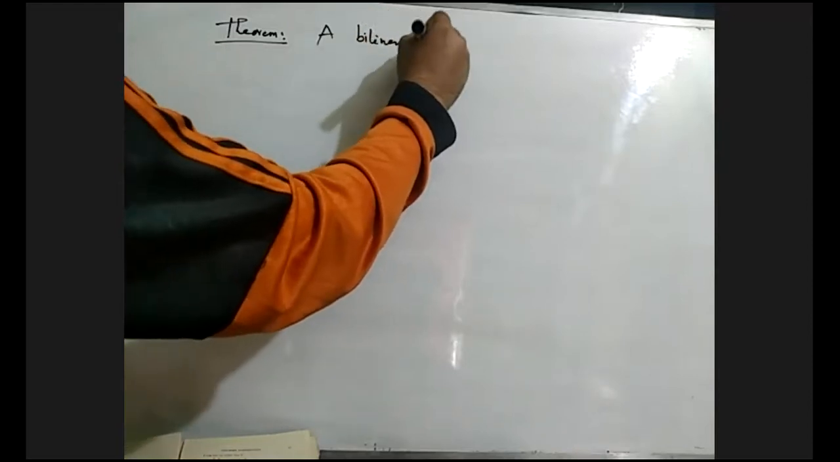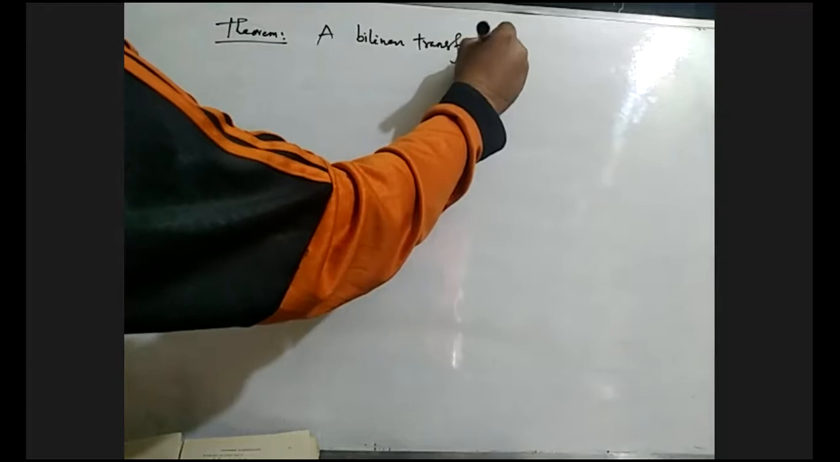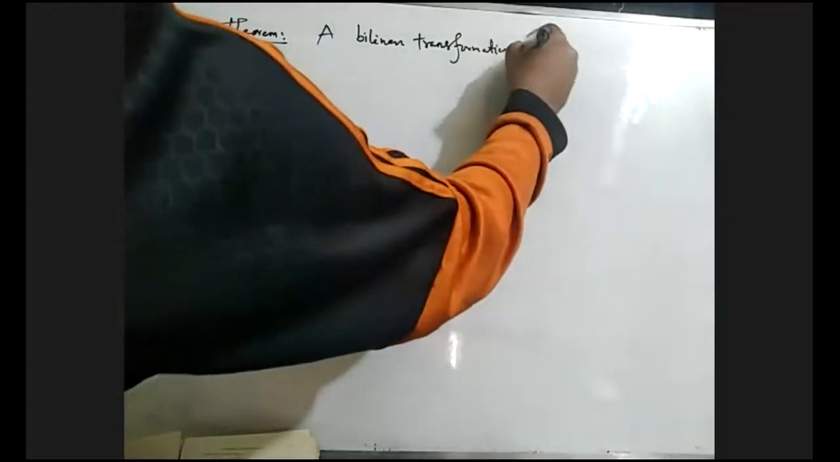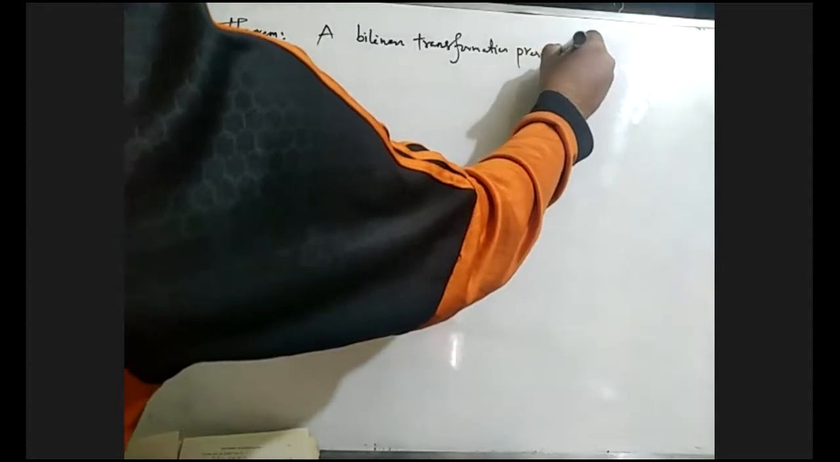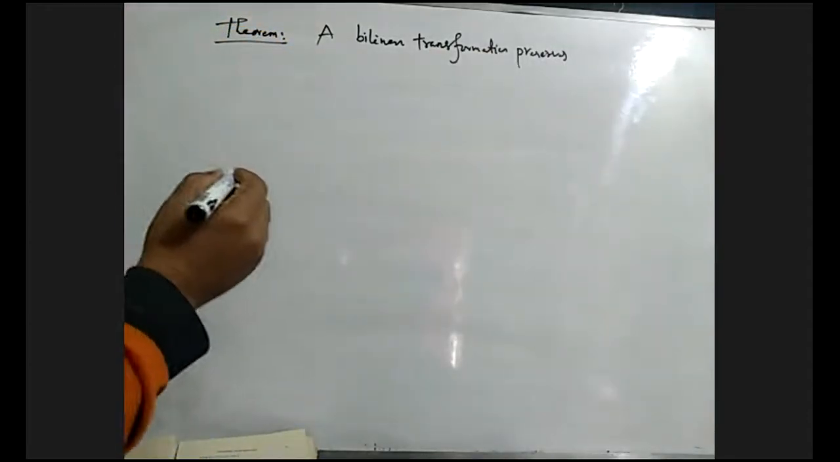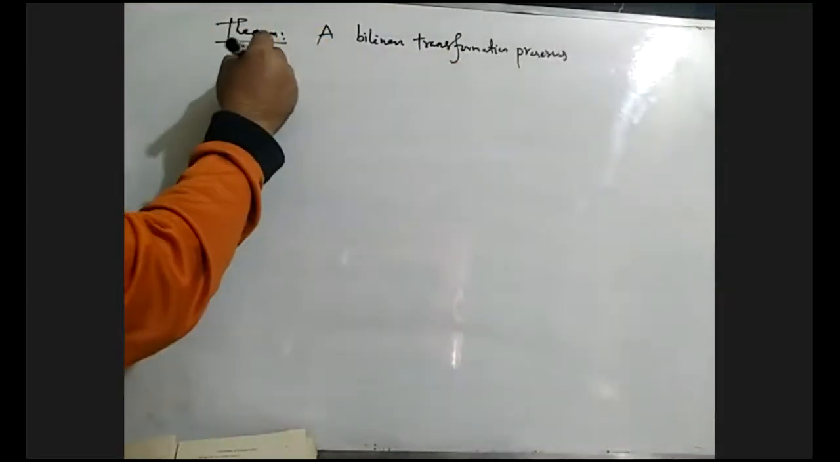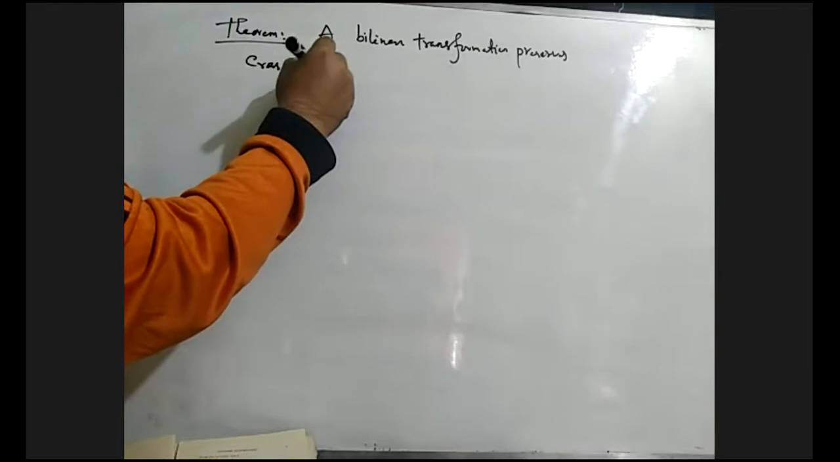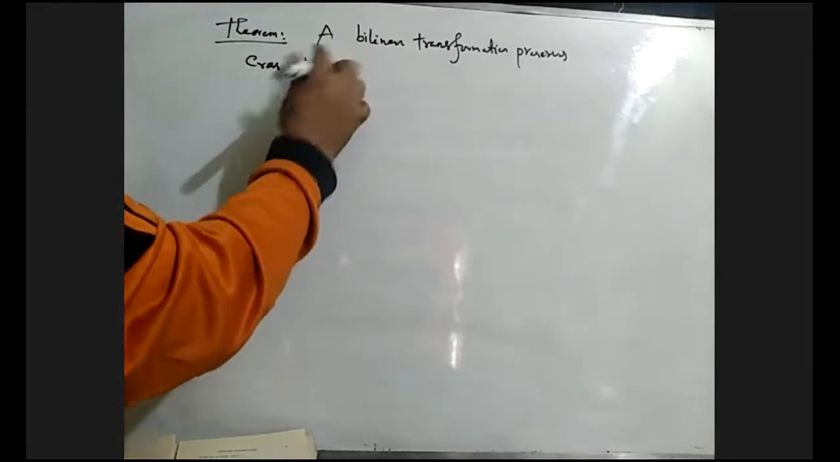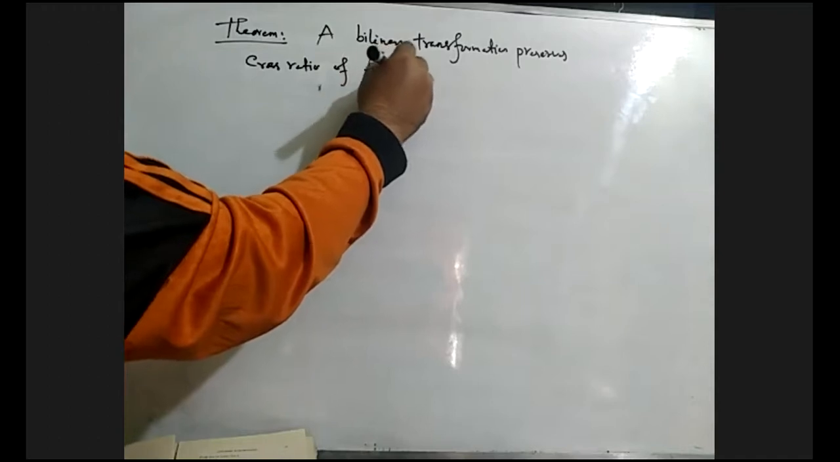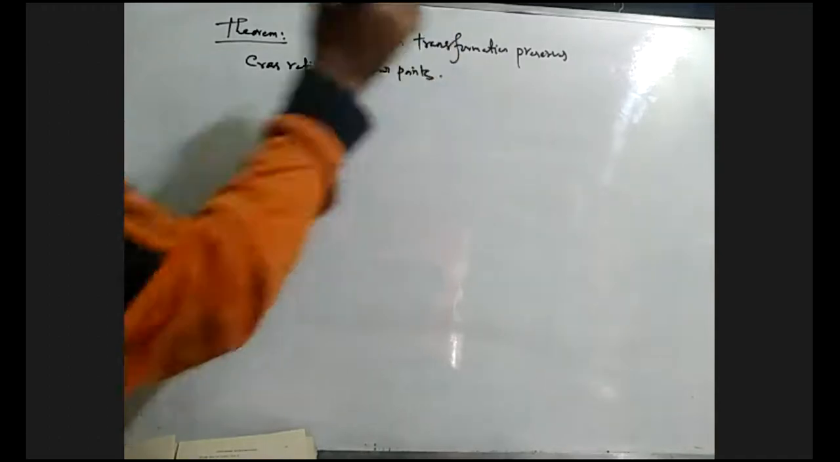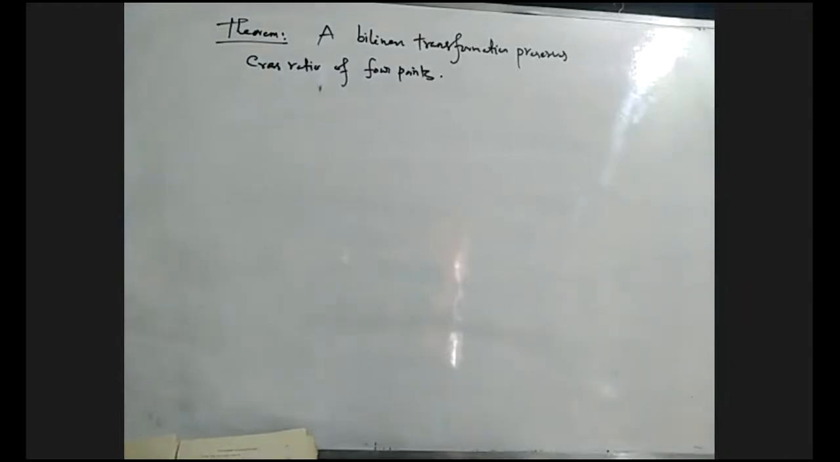A theorem: a bilinear transformation preserves the cross ratio of 4 points. Cross ratio of 4 points. Now we'll try to prove it.